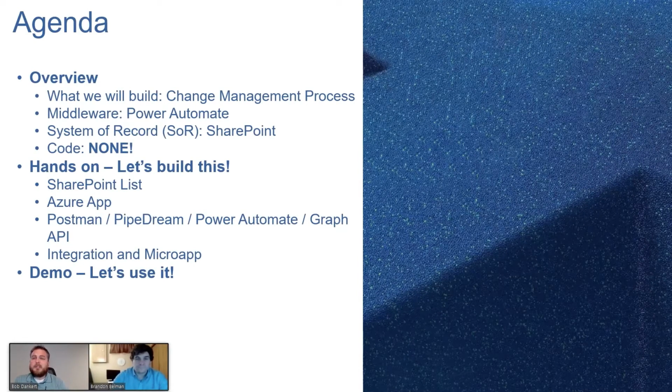Today, we're going to start by doing a brief overview of what everything is. We're going to be building a change management process using Power Automate, which is a Microsoft tool, formerly Microsoft Flow. It got renamed about a year ago. And we're going to be storing our data in SharePoint as the system of record, or SOR, in case you see that acronym. You've probably seen it lots of times by now.